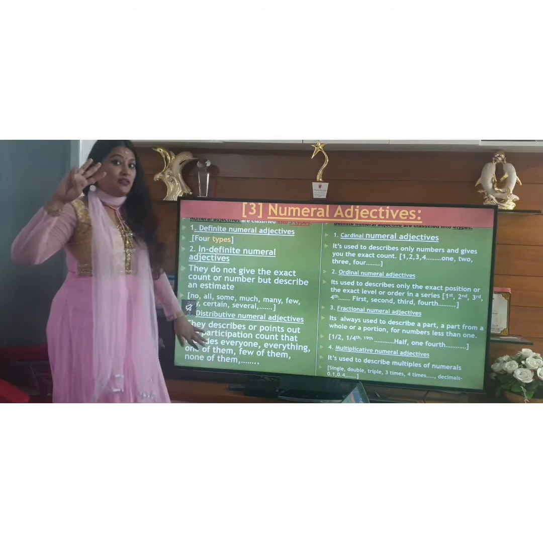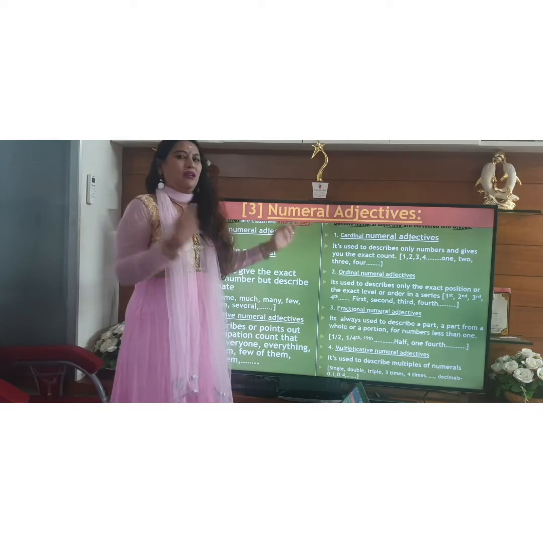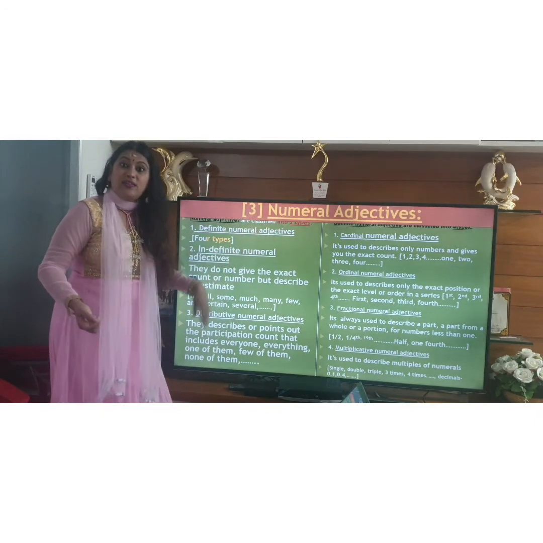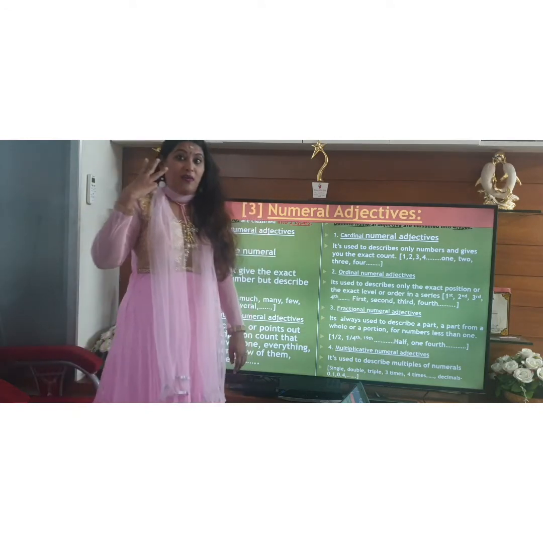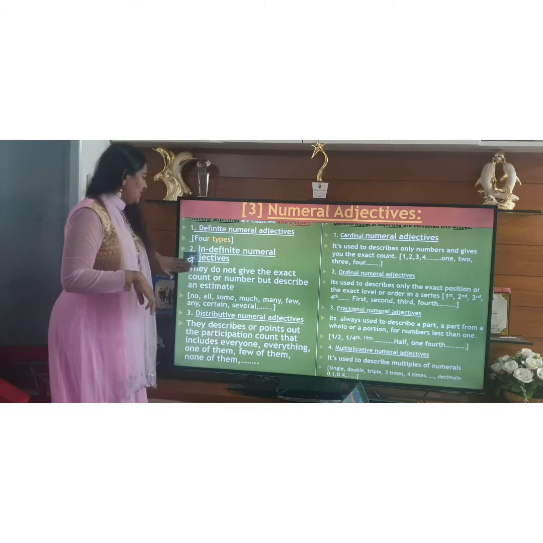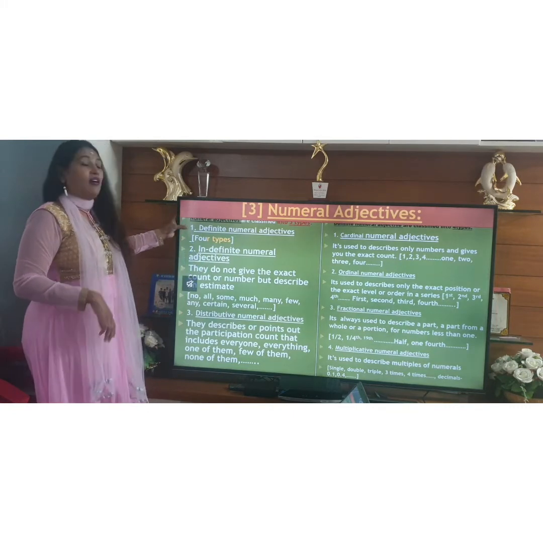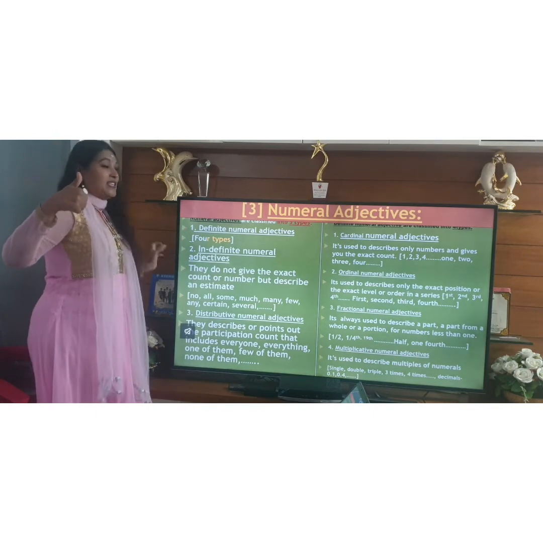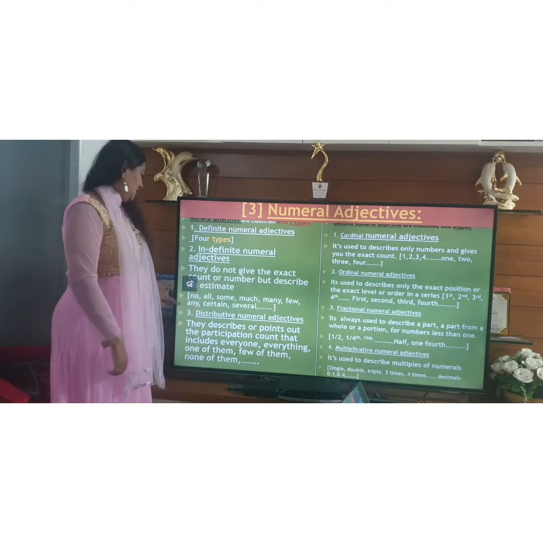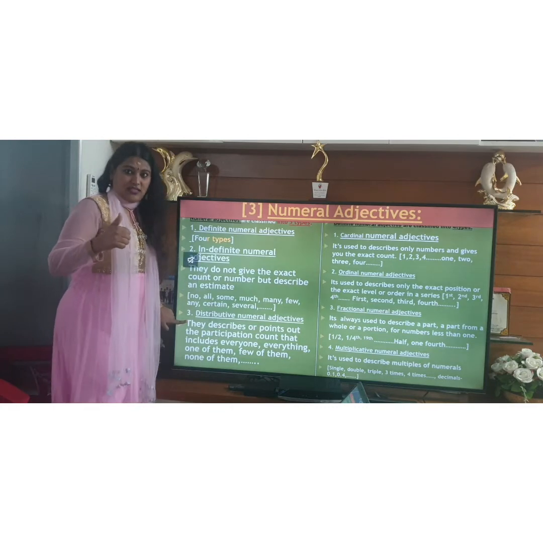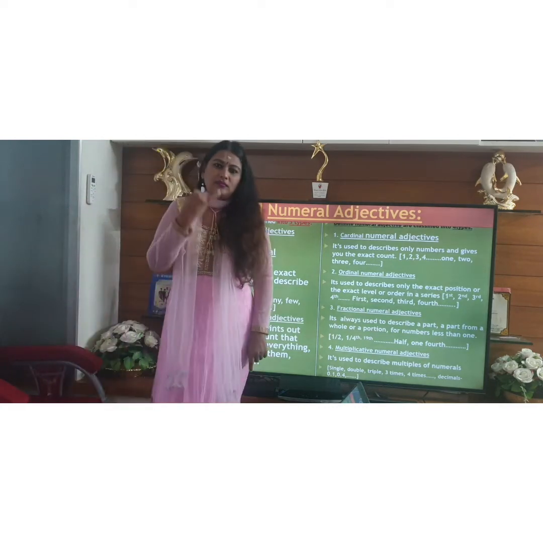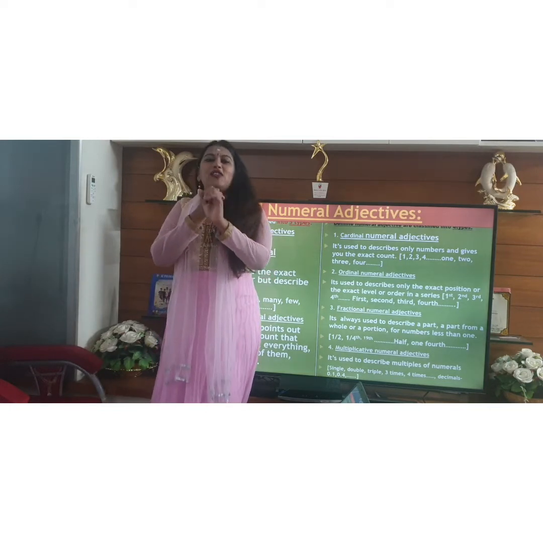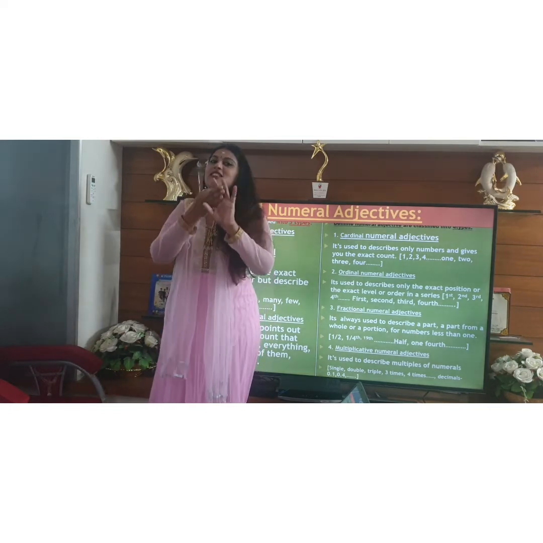Okay, the third one is adjective of number, also called numerical adjective. By the title itself you can make it out. Numerical adjectives are classified into 3 types. How many types? 3 types. First is definite numeral adjective. Second is indefinite numeral adjective. And third is distributive adjective. So what are the 3? Definite numeral adjective, indefinite numeral adjective, and distributive adjective.